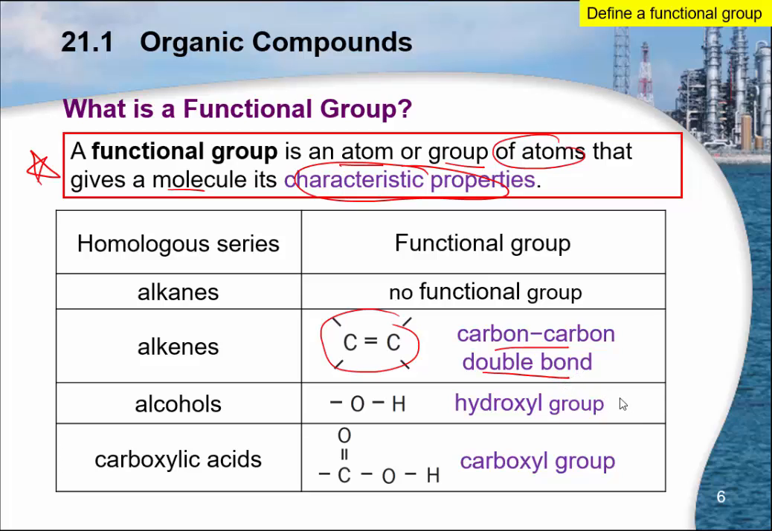Alcohol has this hydroxyl group, which is the -O-H. This is not the same as OH-. It is not OH-. That's called hydroxide. This hydroxyl group is neutral. Learn the spelling hydroxyl. Carboxylic acid has a COOH group. And this is spelled as carboxyl group.